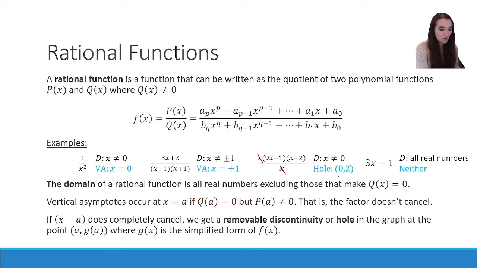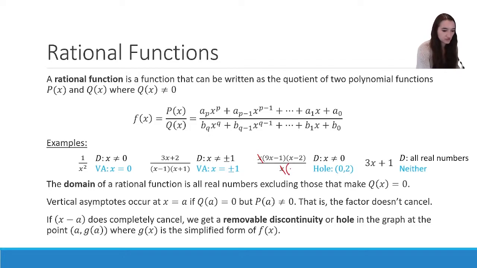So I in fact get a hole at the point (0, 2). So here we have vertical asymptotes at x equals 0 and x equals plus or minus 1, a hole at (0, 2), and neither for our final function. Now, can you have holes and vertical asymptotes?